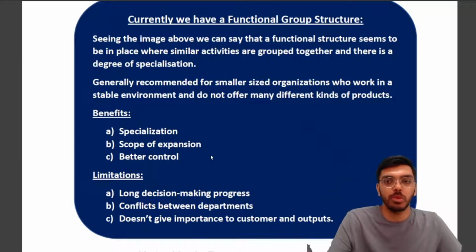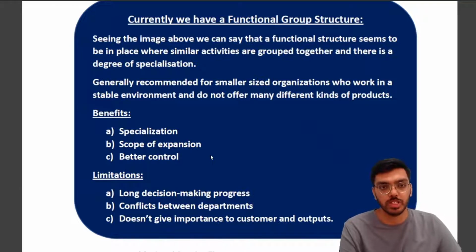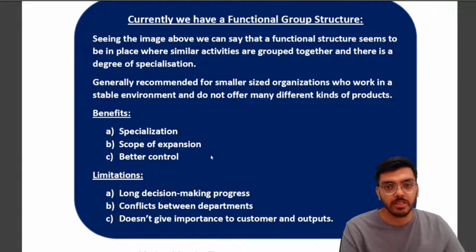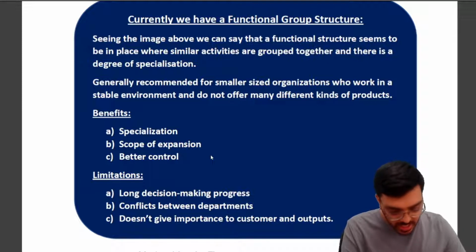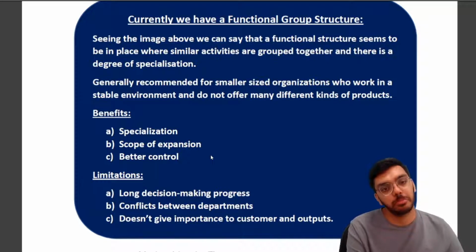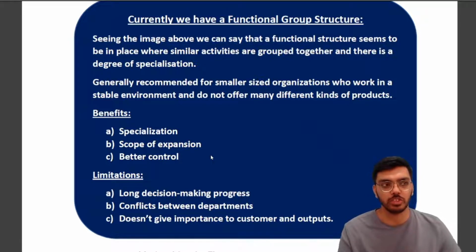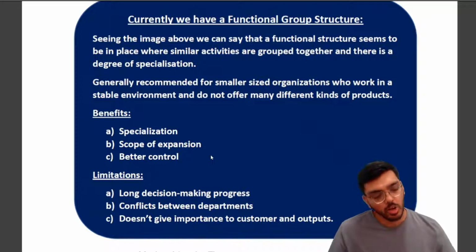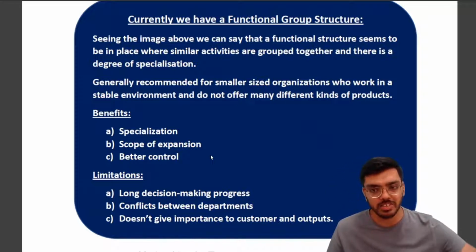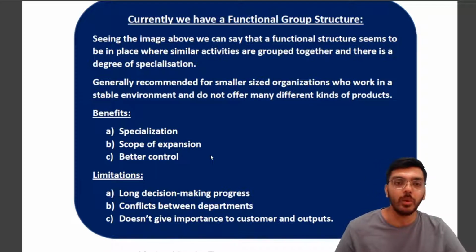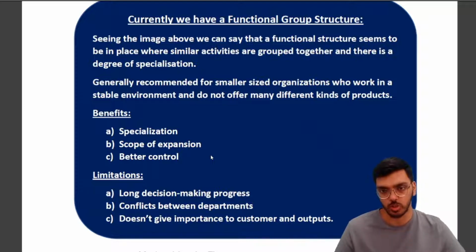Seeing the image above, we can clearly say that a functional structure seems to be in place, where similar activities are grouped together and there is a degree of specialization. Now, generally, a functional structure is recommended for small-sized organizations who have a stable environment and don't have many different varieties of products. If you look at our company right now, we are a large organization, the largest in Northlandia, and the oldest organization also. Plus, we have very many different varieties of products.